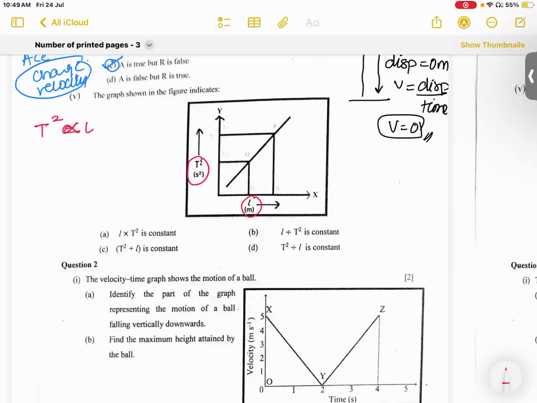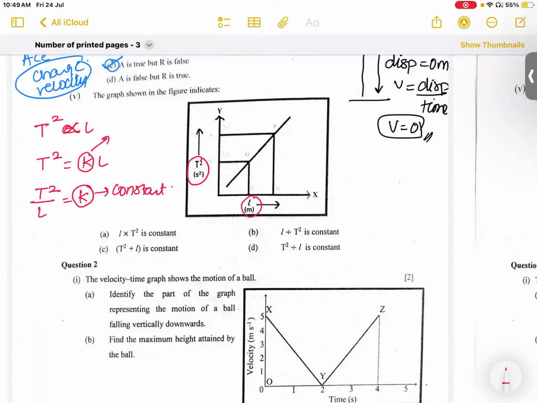Okay. So if I try to solve this, students, I'll write T square is equal to, let's say the constant is K, times L. I keep this constant alone and I shift L. So I'll get T square upon L is equal to K. K is just a constant, guys, so no need to worry.